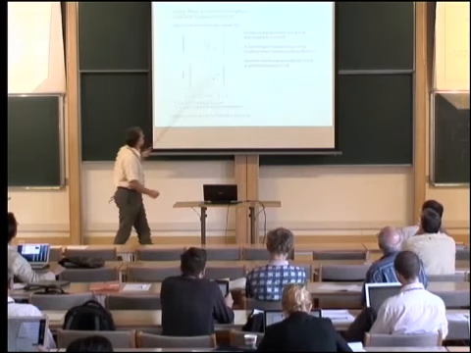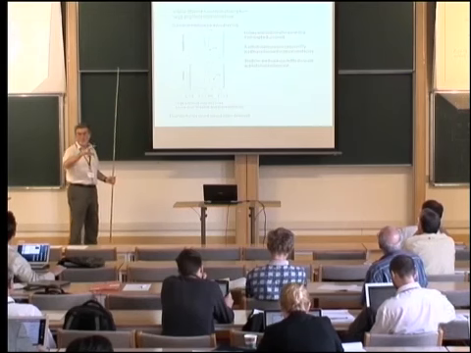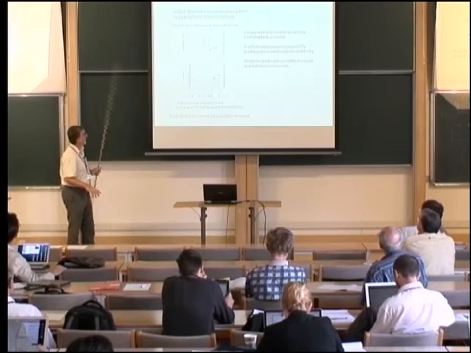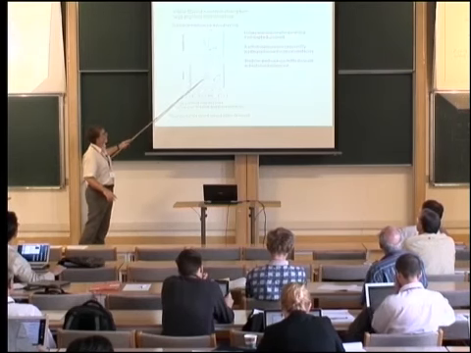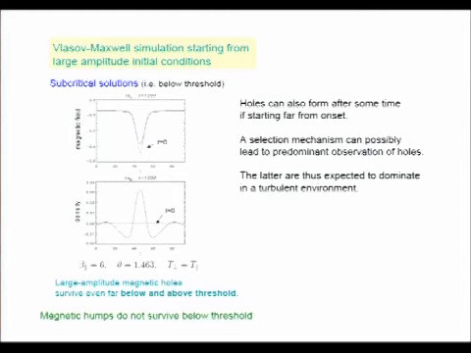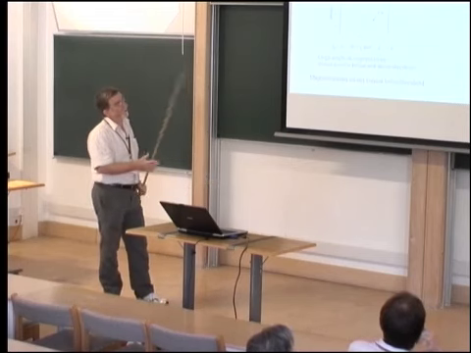Well, if you put holes at the beginning as a big perturbation in your Vlasov equation, this will lead to a stationary solution. Density and magnetic field drop, and this is stable. If you put, on the other hand, a magnetic hump, it will not survive. So there is a difference in the stability of these systems. So the holes can be formed also after starting very far from onset. And so probably there is a selection mechanism.